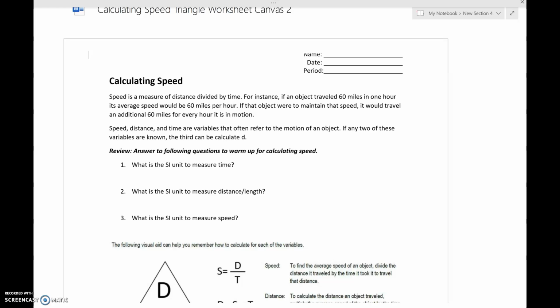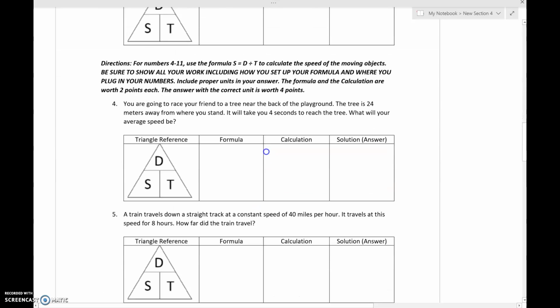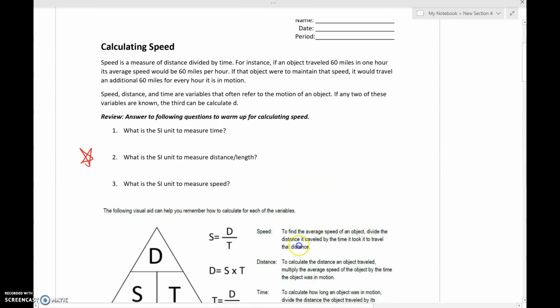Hey guys, we're about to go over the answers to the calculating speed worksheet. We're going to go over this first 1 through 3 up here, and then we're going to go over the 4 through 7 down at the bottom.